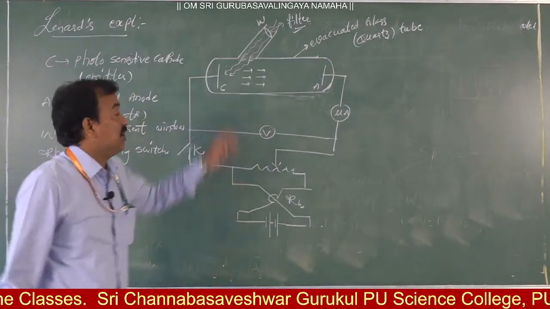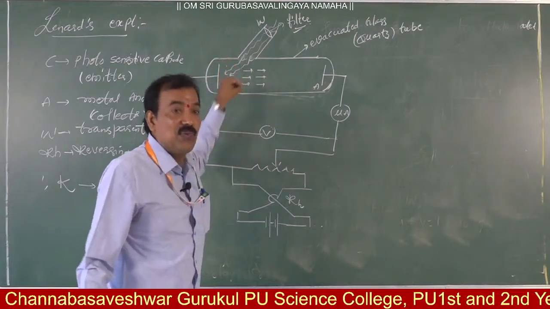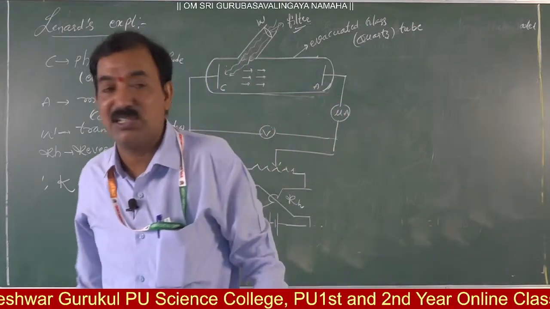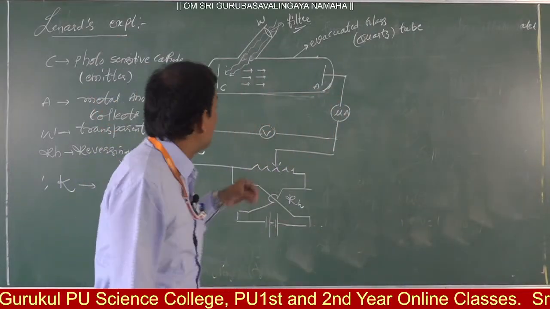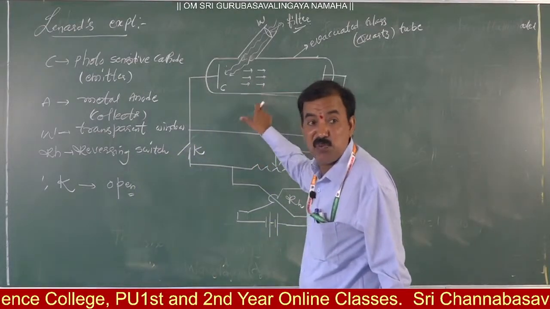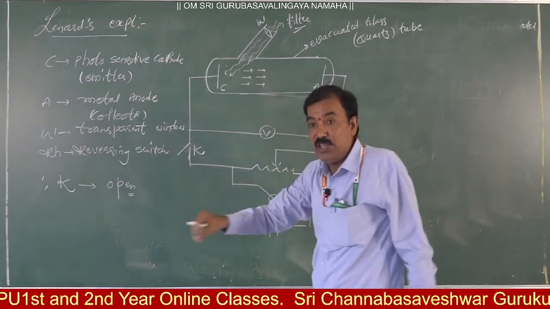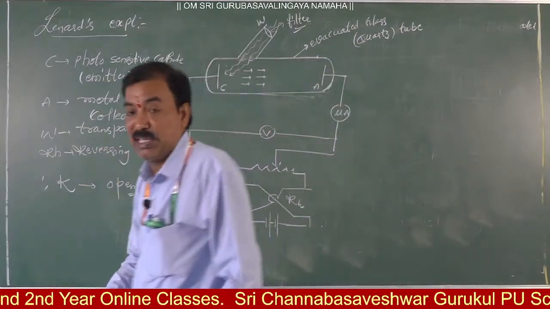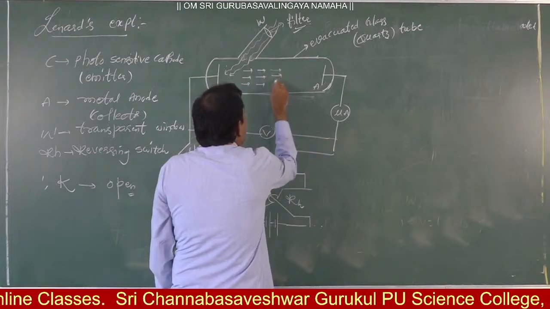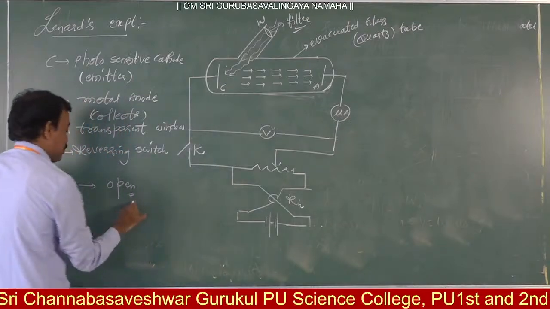What happens here? Whenever this light is incident on this metal electrode of the cathode, according to the definition of photoemission, electrons are ejected. But the maximum of the electrons come to rest before reaching this anode, and only very few high energetic electrons can reach the anode. So after some time, this region is completely filled with electrons. This region is nothing but space charge.